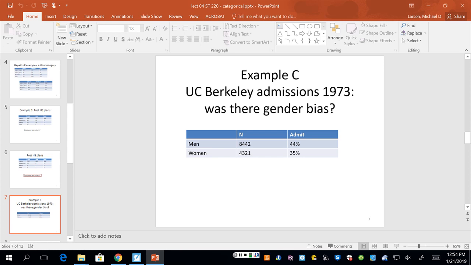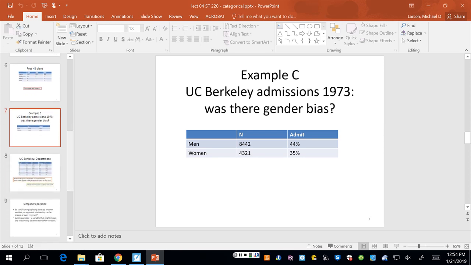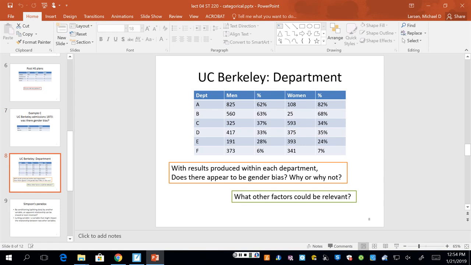So on the face of it, does it look like things are equal? On the face of it, it looks like one group is favored over the other. The data are also available by different departments. These could be anthropology, biology, computer science, math, English, business. These are different departments. They're not necessarily tied to the letters, but that's how it was reported in the study.